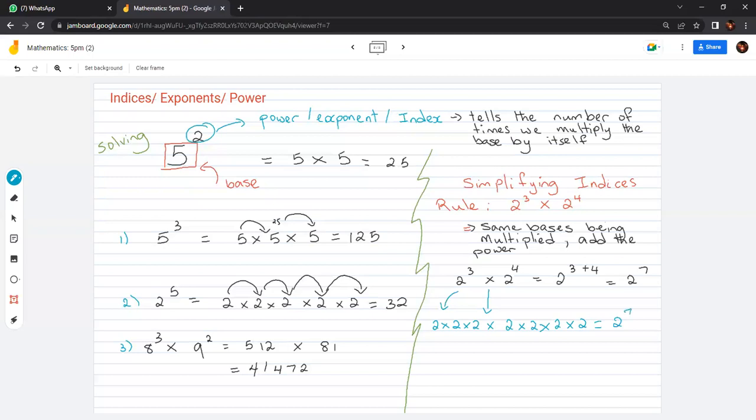So instead of doing this, we understand that only if the bases are the same, you just add the powers. Only if the bases are the same. So like for these two, the bases are different. So I can't add them.